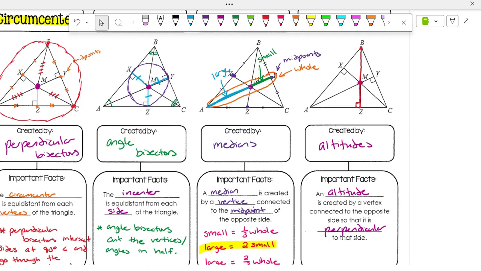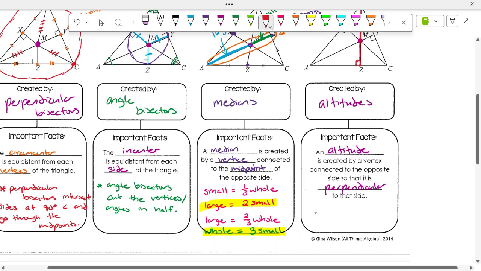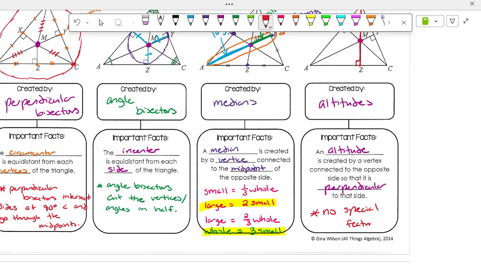Now, orthocenter is easy because we don't deal with them that often. So there's no special features. The only thing you would have to know is that altitudes form an orthocenter. That's the only thing you gotta know about that. So if that was a multiple choice question on the test, if I asked what special line forms the orthocenter, you would say altitudes. That's all you have to say.